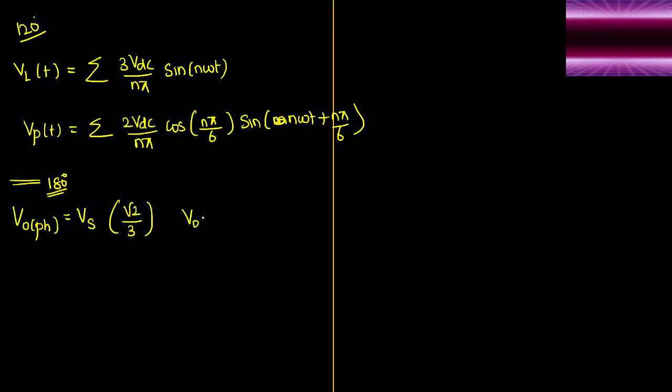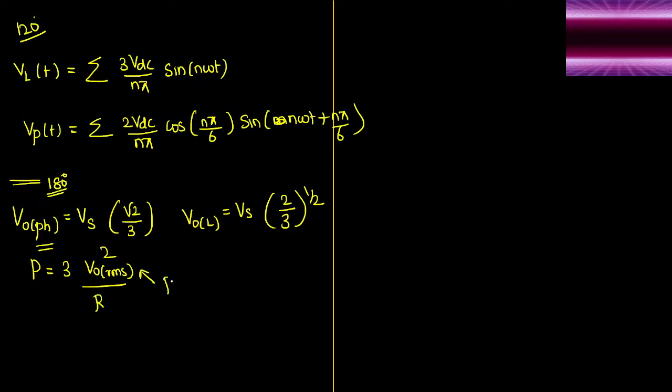If you take V0 line voltage, sir, I am writing only RMS components, RMS voltages. So this will become supply voltage into 2 by 3 whole power 1 by 2. From this, if you are asked in an exam about the power consumed by the load, it will be 3 times the phase voltage, right? So V0 phase RMS voltage square by R. Remember, this is phase voltage.